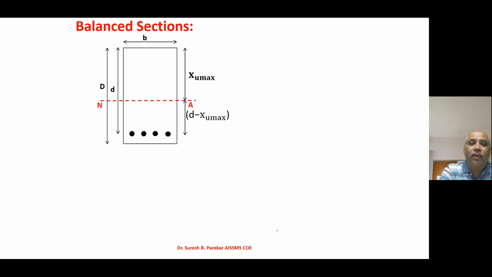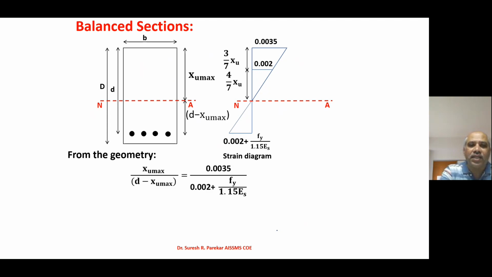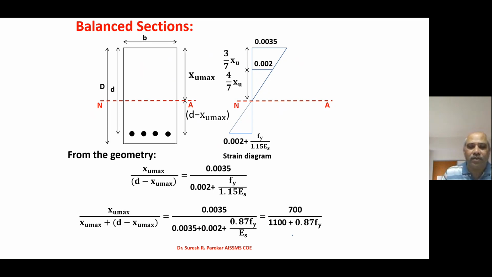Then when both materials reach the maximum value simultaneously, that section we are going to say is a balanced section. And from this XU becomes equal to XU max. If we solve this, we have already taken it in the class. We have 0.0035, just taken as similar triangles: XU max upon D minus XU max is equal to 0.0035 upon 0.002 plus Fy upon 1.15 ES. So this is one triangle and this is another triangle, and then we have rearranged the terms.